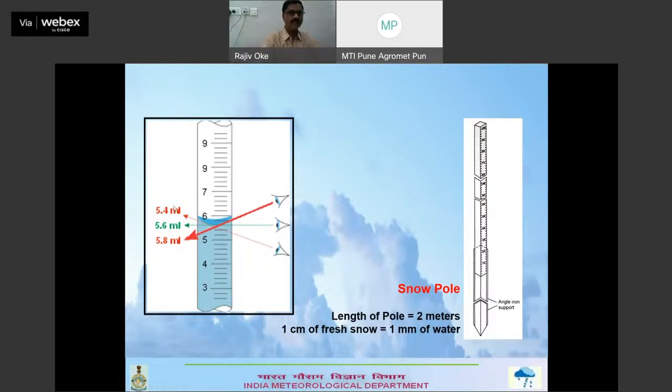This is the correct reading, which is indicating 5.6. Each division is of 0.2 mm. So 5.2, 4 and 6 is the actual one. But if you see from above, it will give a parallax and it will give a wrong reading of 5.8. Otherwise, if you are seeing from the bottom, on the tilted side, you may receive a wrong reading of 5.4 millimeter. So it is necessary that you take it at eye level.